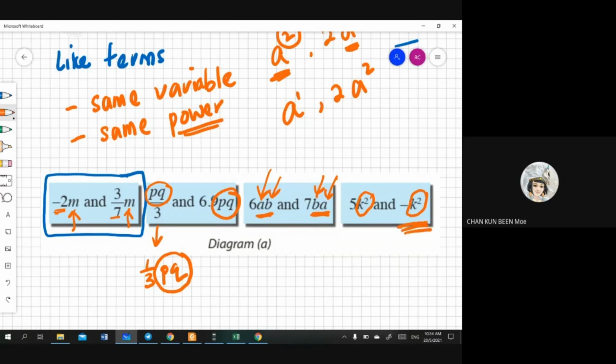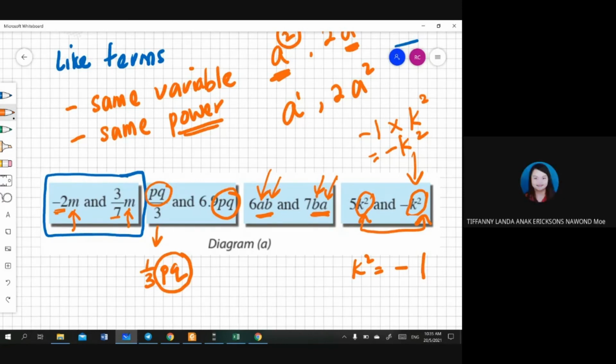What is negative K squared over here? What is the coefficient of K squared? We go back to coefficient. Anybody can identify what is the coefficient of K squared? It's negative 1. If there is nothing written, it means negative 1 times K squared. So simplified, it becomes negative K squared. So the K squared and the K squared is the same. Therefore, they are like terms. Are you okay, class, with the like terms?